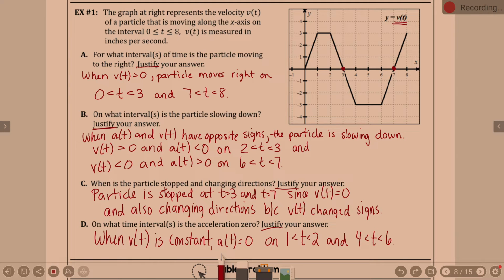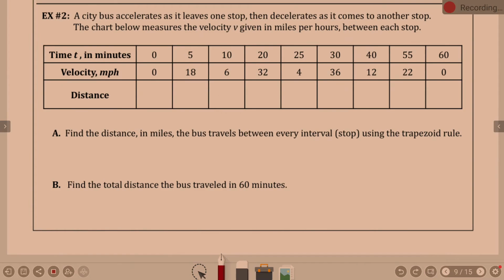The next one is a table problem. And AP likes to give you tables. Okay, you will see some tables on AP, whether it be a multiple choice, free response, both. You're going to see table problems. So, a city bus accelerates as it leaves one stop and then decelerates as it comes to another stop. The chart below measures the velocity v given in miles per hour between each stop. Okay? So notice we have a time piece of our chart.